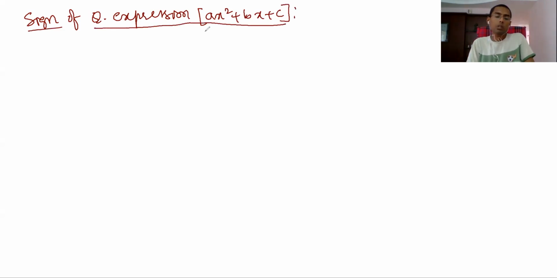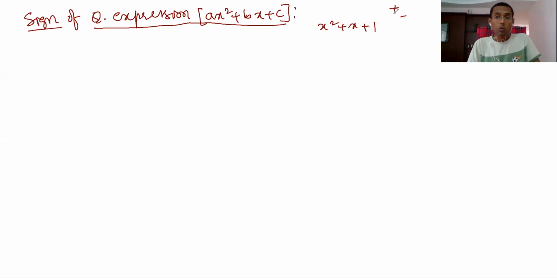Sign of a quadratic expression means, for example, let's say x square plus x plus 1. What is the sign? Sign means whether it is positive or negative, or neither positive nor negative, which means it's always zero. This always being zero is not possible here, so it is either positive or negative.